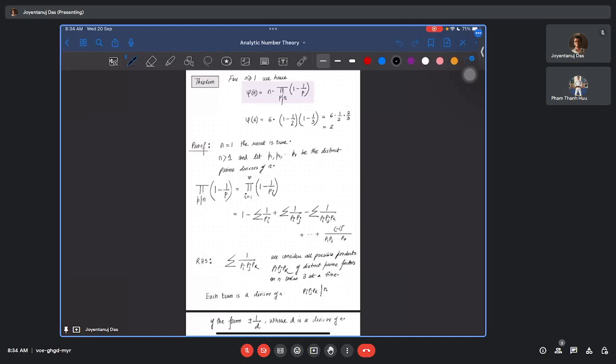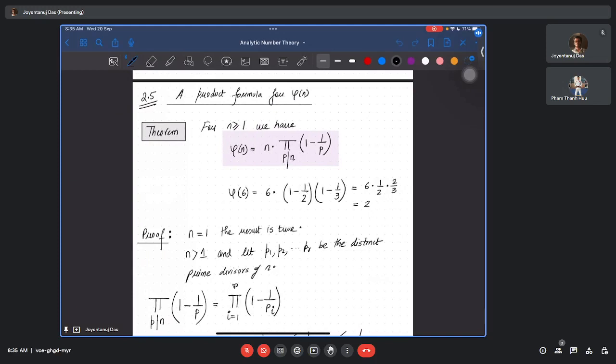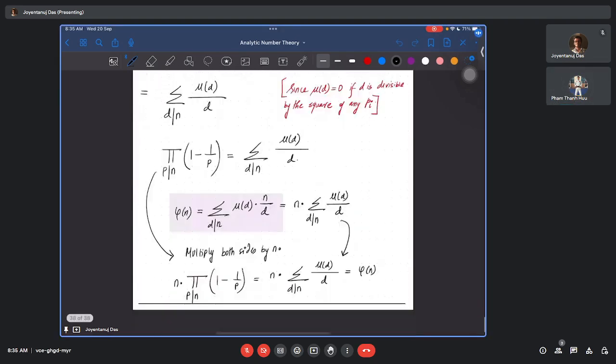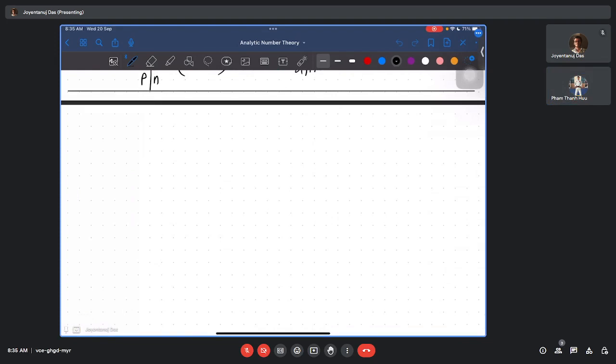Okay. So this theorem we did yesterday, right? This is the product formula for phi of n. So this one is fine. Next we have a few more results. Let us see that.